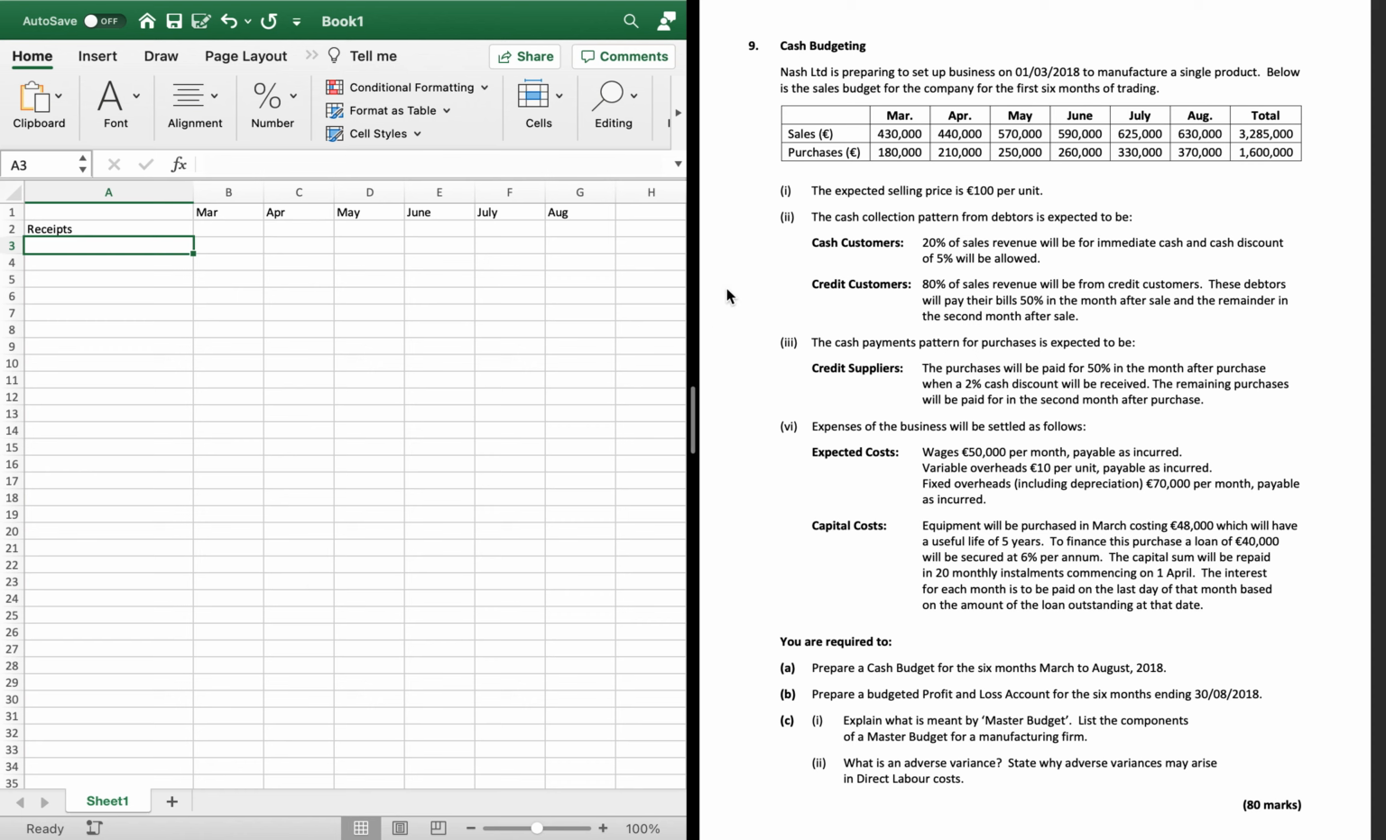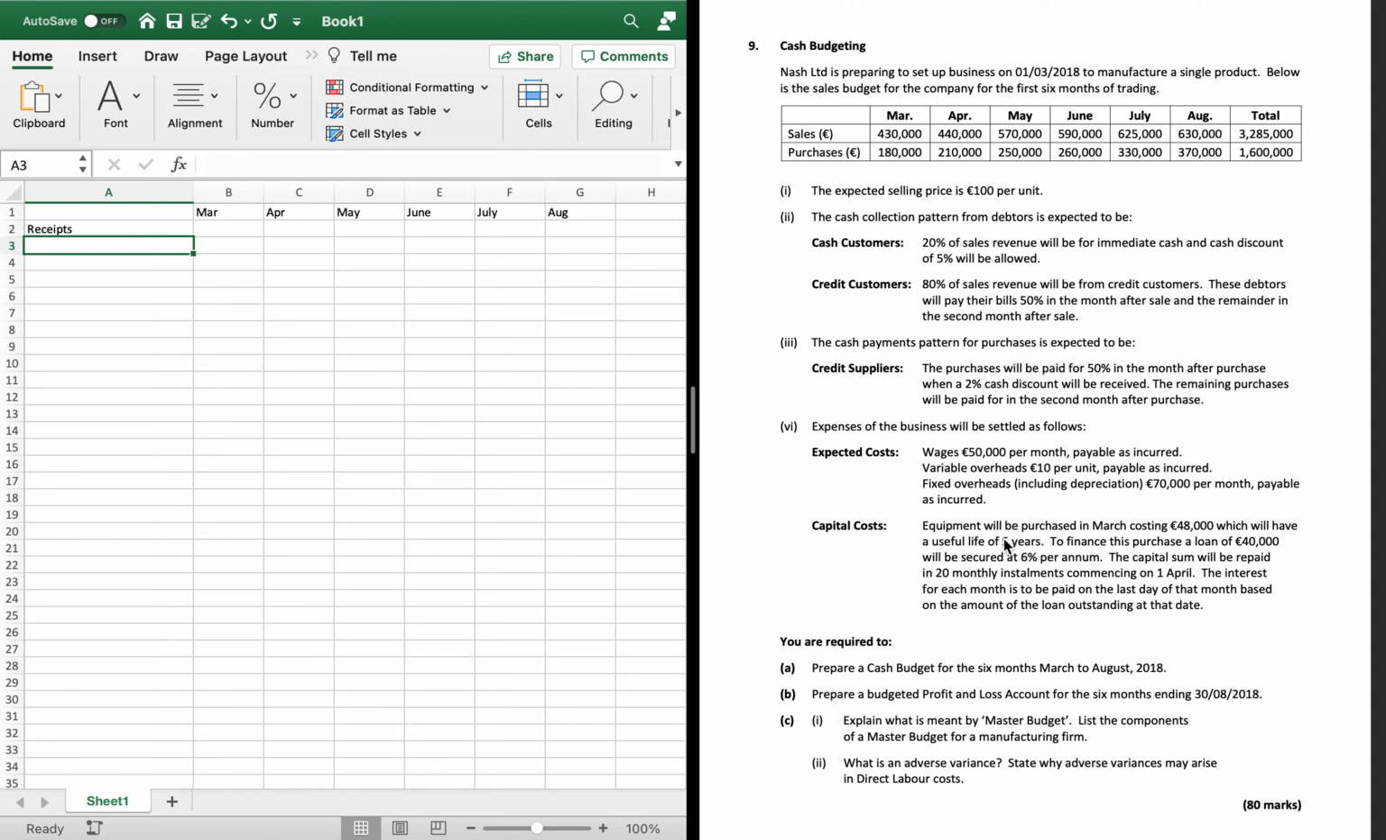Did the 2018 DEB cash budget. It seems on first reading to be very straightforward. It's always a good idea to have a quick speed read through and see if there's anything extra thrown in that we haven't seen before that might throw you off. But there's nothing in this that we haven't seen before.